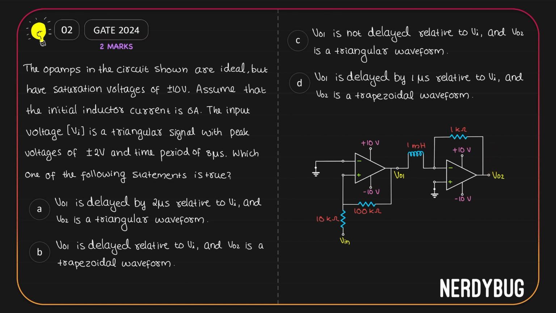Option A says VO1 is delayed by 2 microsecond relative to Vi and VO2 is a triangular waveform. Option B says VO1 is delayed relative to Vi and VO2 is a trapezoidal waveform. Option C says VO1 is not delayed relative to Vi and VO2 is a triangular waveform. Option D says VO1 is delayed by 1 microsecond relative to Vi and VO2 is trapezoidal.